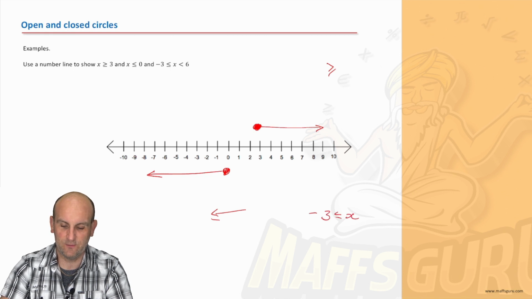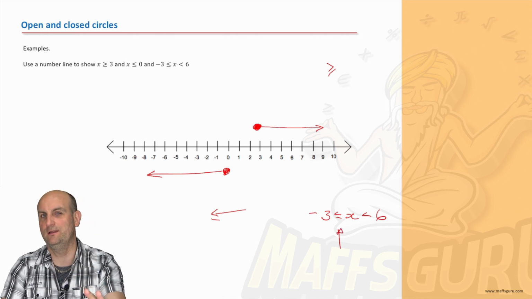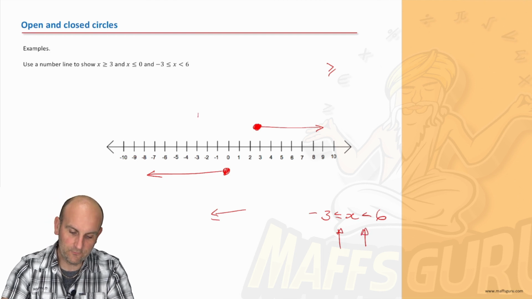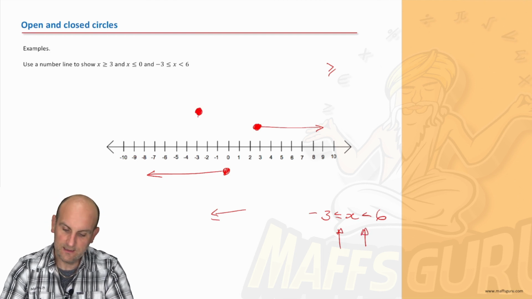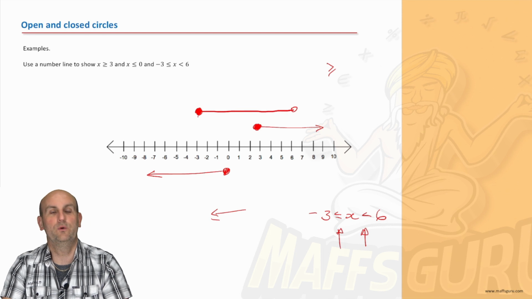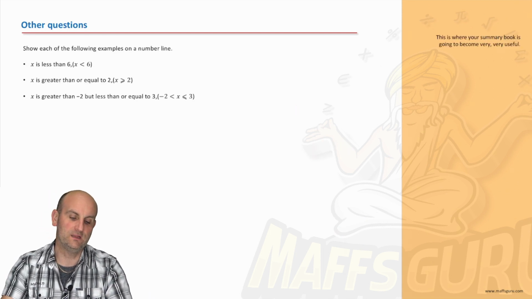-3 is less than or equal to x, which is less than 6. Here, we have the equal sign, so there we're going to have a coloured in dot, but not here. So at -3, I'm going to do my coloured in dot. At 6, I'm going to do an open circle, and then I'm just going to connect them together with that line to show all of the values in between. We are freaking awesome at this.